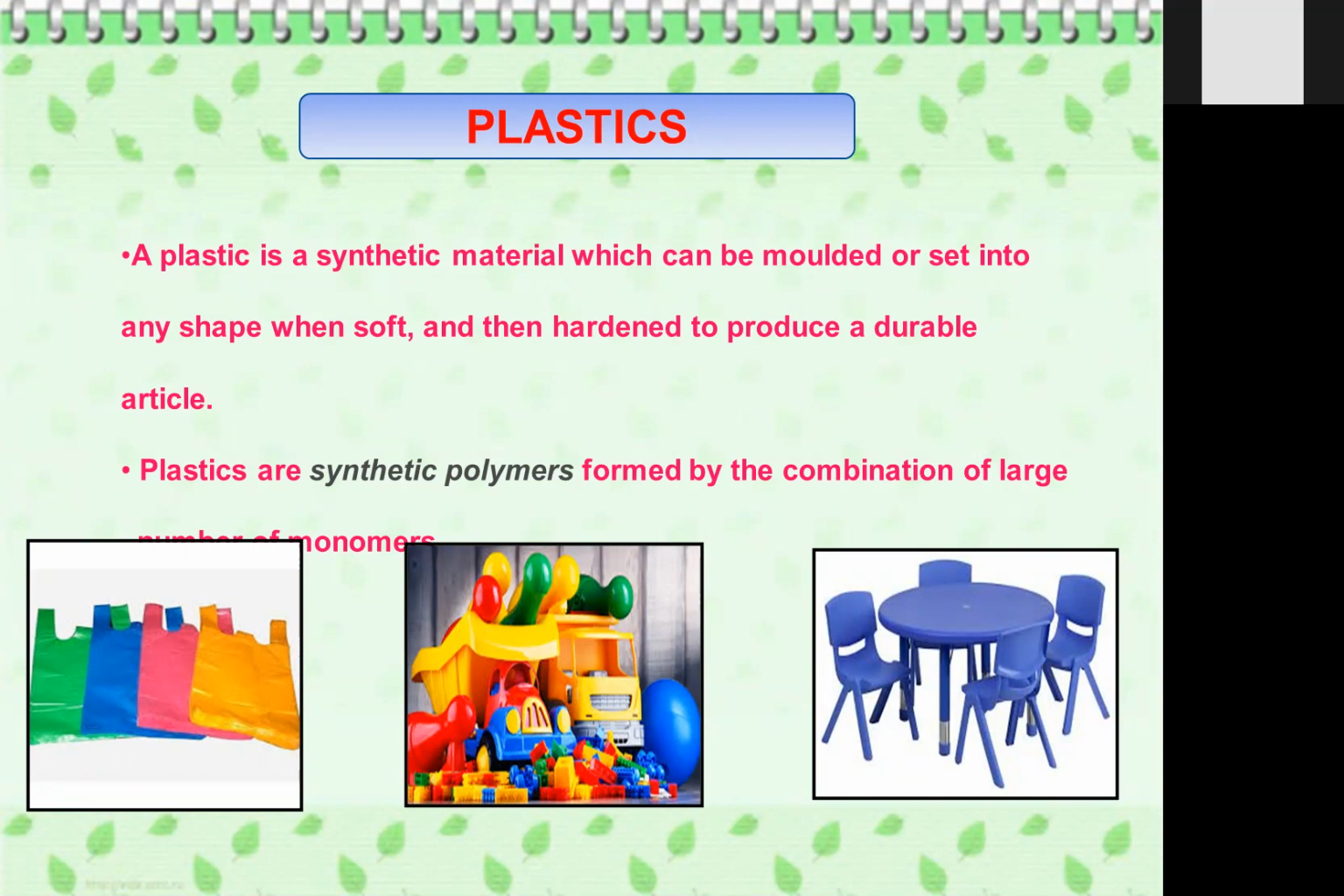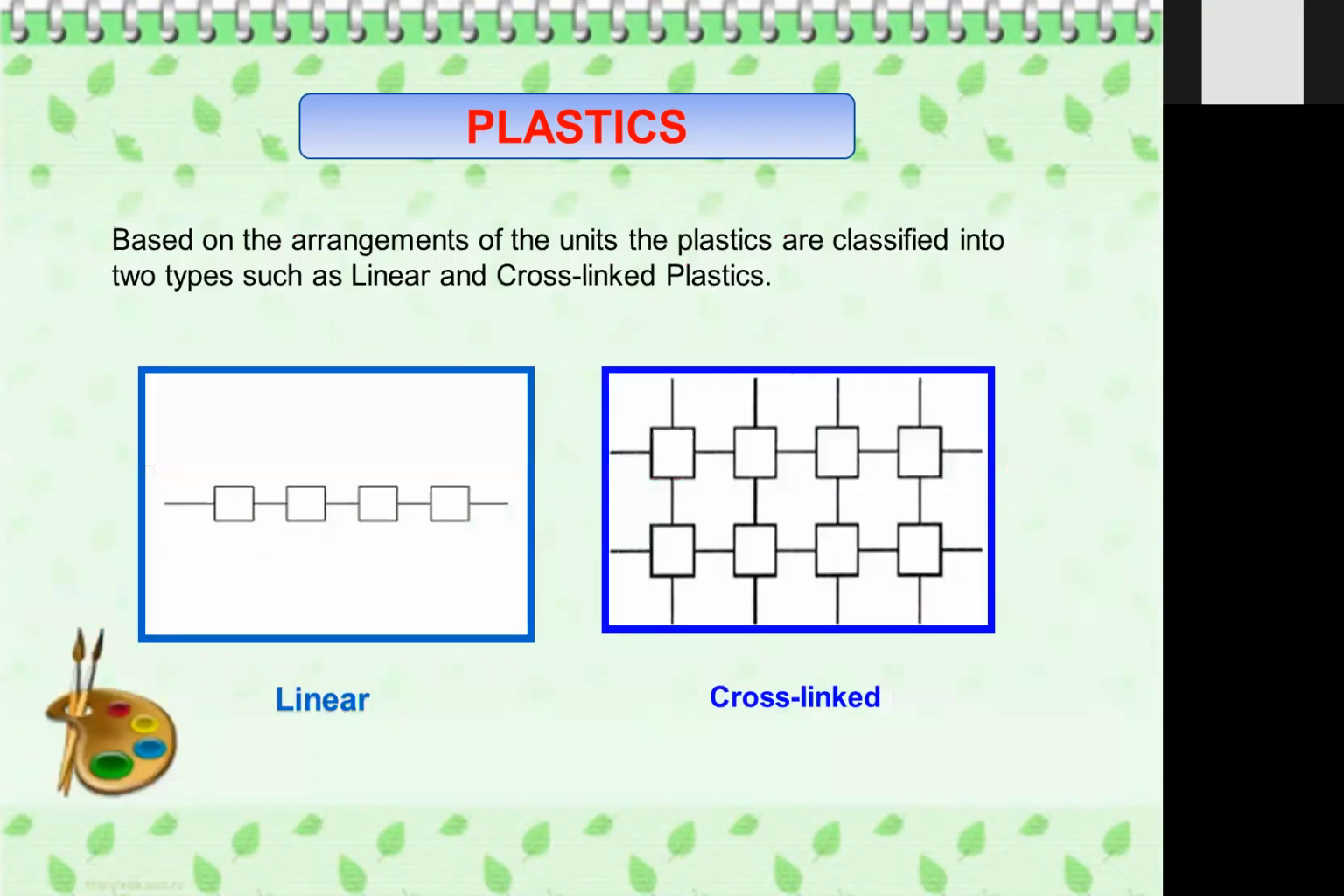After giving the particular shape, it can be hardened to give a particular useful durable article, the thing which we want to use. As these are also polymers, they are also synthetic fibers. So a polymerization reaction is also required in making plastic. We combine a large number of monomer units together by the reaction known as polymerization, and it gives another synthetic polymer that you call plastic.